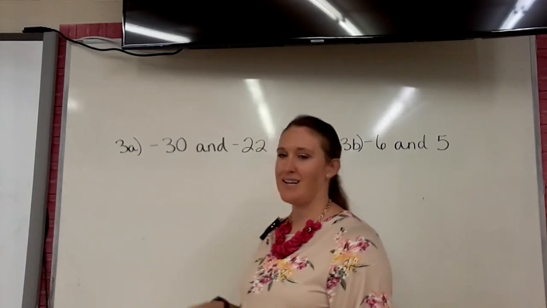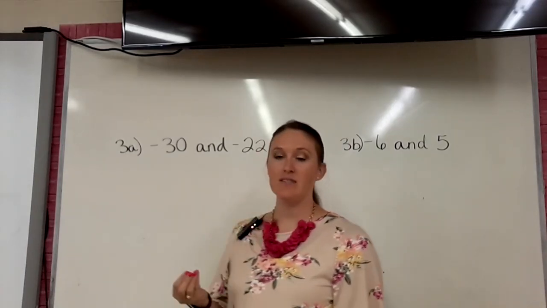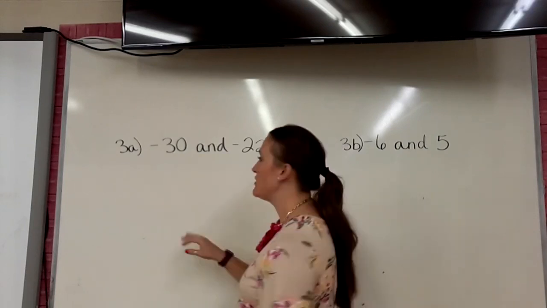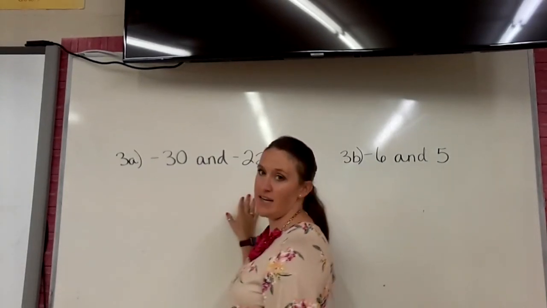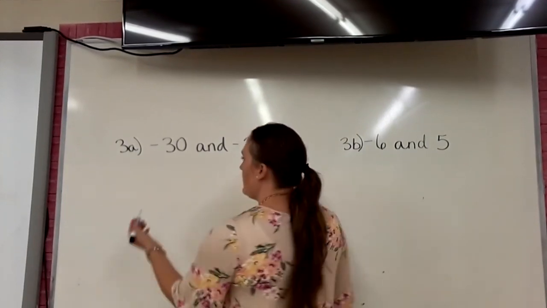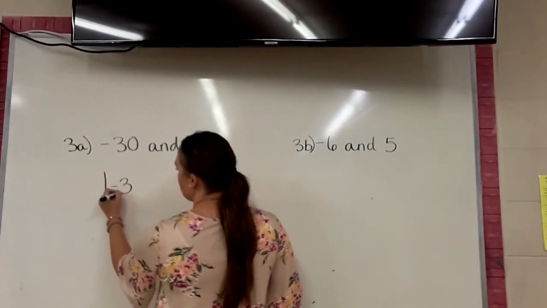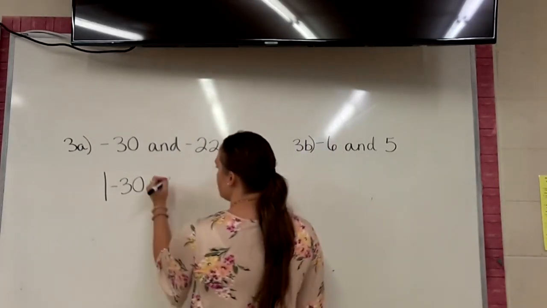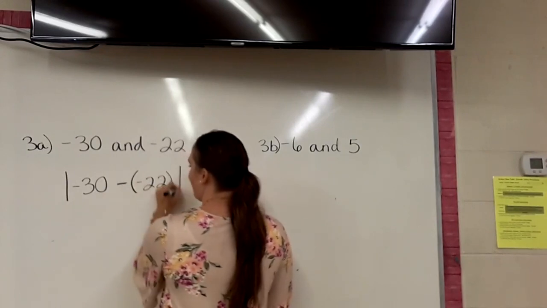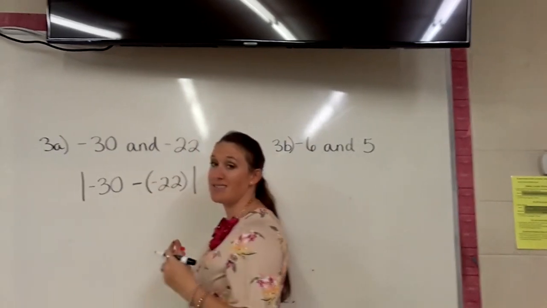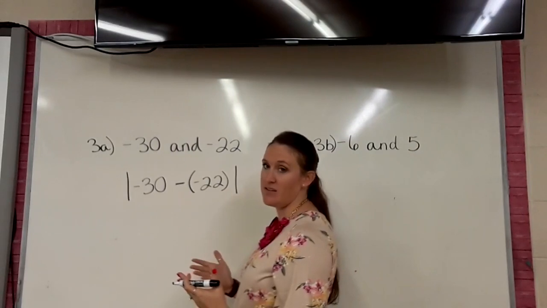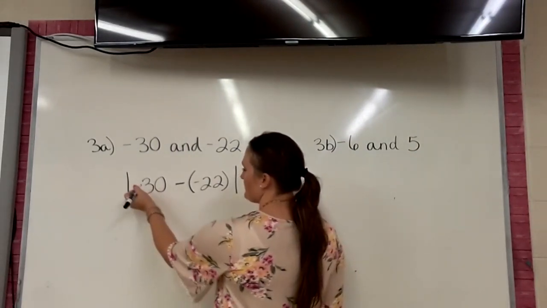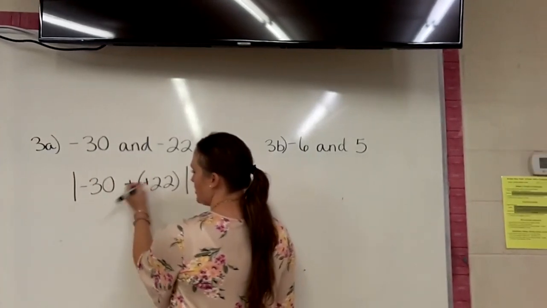All right, on example 3, now we're finding distance. So remember, with distance, it's never negative, so we find it using absolute value. It said find the distance between negative 30 and negative 22. You can draw a number line, or when you're doing it with absolute value, the difference means subtract. So I have negative 30 minus negative 22, and then I put it in absolute value lines because it's distance, and distance is always positive. It's never negative. So we have keep, change.